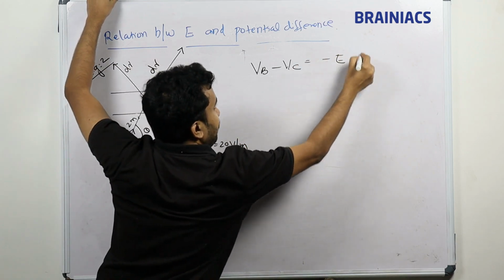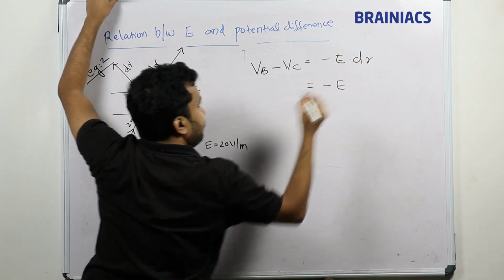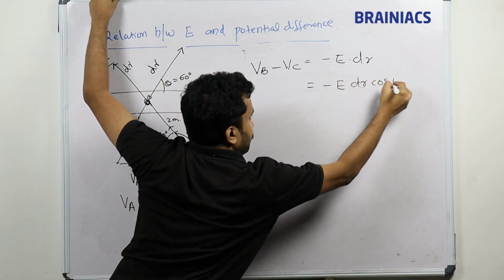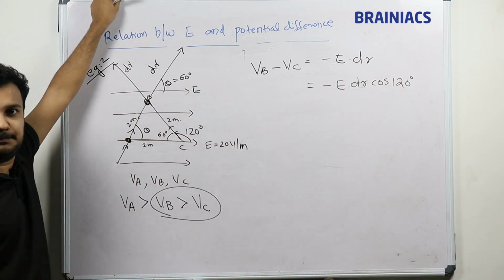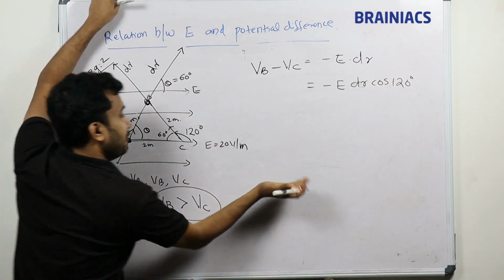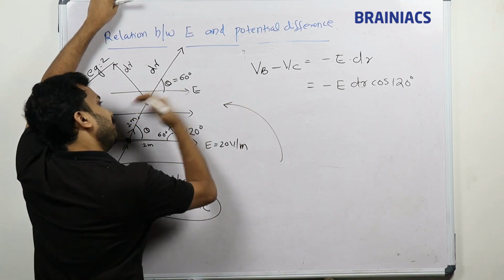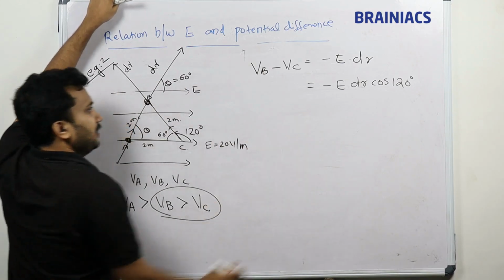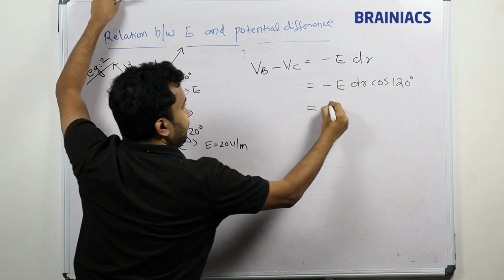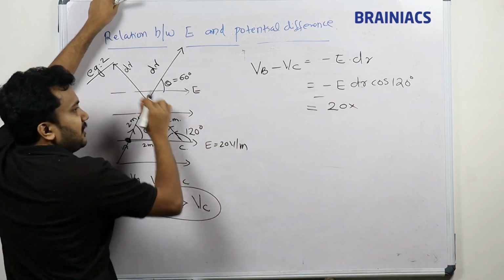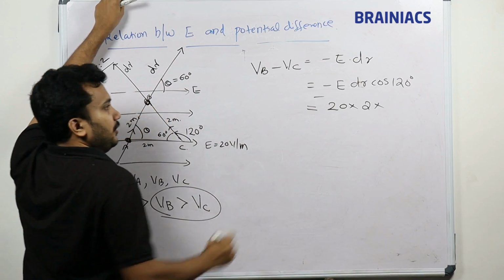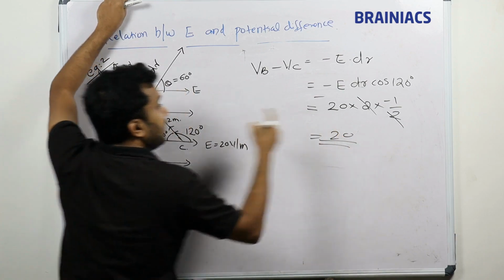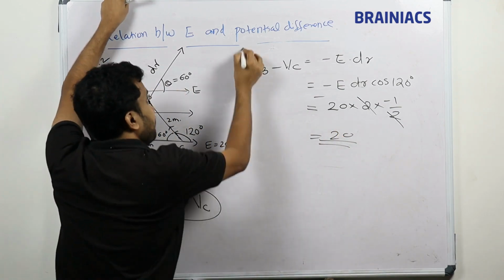So minus of E dot dr, into cos of the angle between them, 120 degrees. For E dot dr, from the electric field you always have to take the angle like this, turning from the direction of electric field. What is the value of electric field? 20, so minus 20. dr is 2 meter. Cos 120 means minus 1 by 2. The 2 gets cancelled. You will get 20, a positive value. 20 means VB is higher.